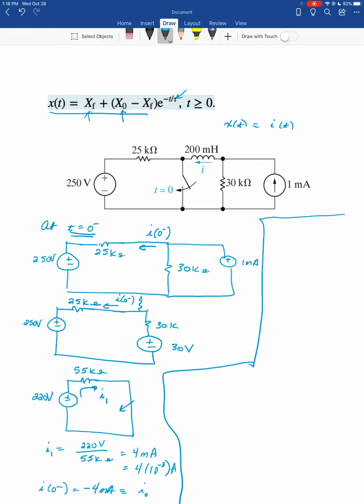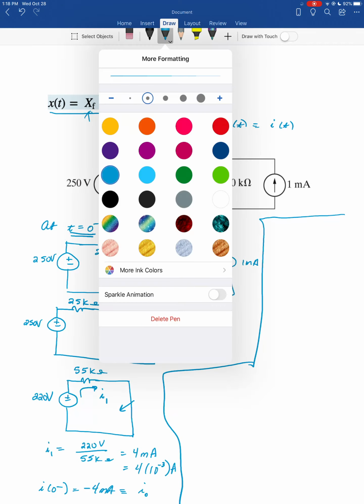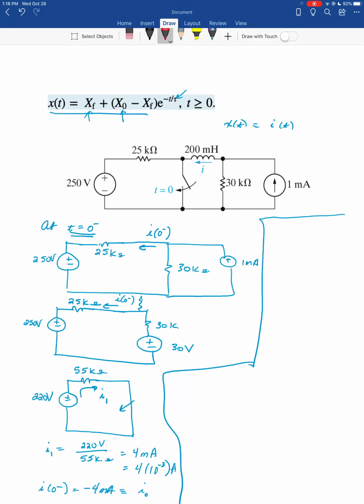Now I need to figure out what is the final value of that current. So let's look at what happens after the switch closes. After the switch closes, this is a short. So for all intents and purposes, this voltage source is shorted out. All of its energy will go through the short. So I can effectively, for t greater than 0, remove that from the circuit. It will only contribute to the current in the short here. It won't contribute anything to this inductor current.